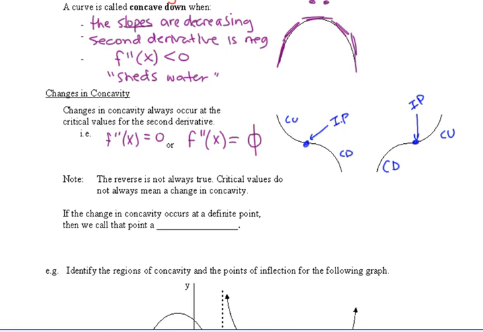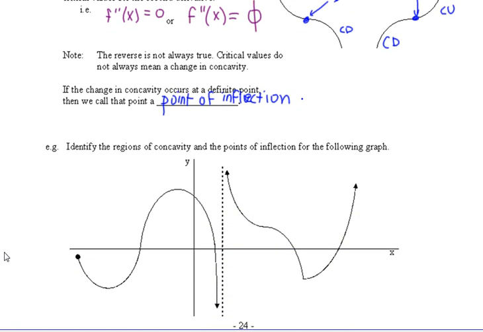You talked about multiplicity last unit. There might not be a sign change for f prime, so it doesn't have an inflection point. If it doesn't have a sign change in our second derivative, then that's not an inflection point. Point of inflection.